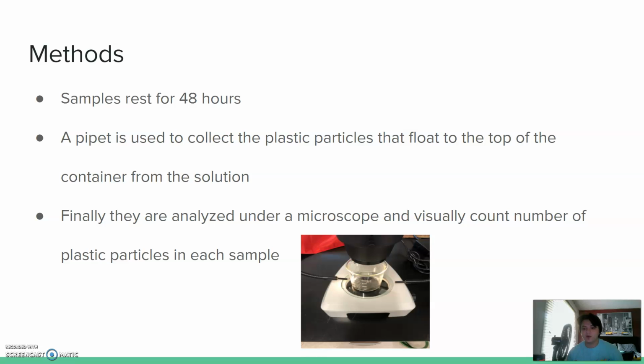The plastics will rise to the top because they are less dense than the salt solution. After I take them from the pipette, I will put them into a beaker and look at that under a microscope. The best way I can conduct this research is to visually count under the microscope how many plastic particles I can see, and tell what is actually going on within the sediment at Flat Rock Park.